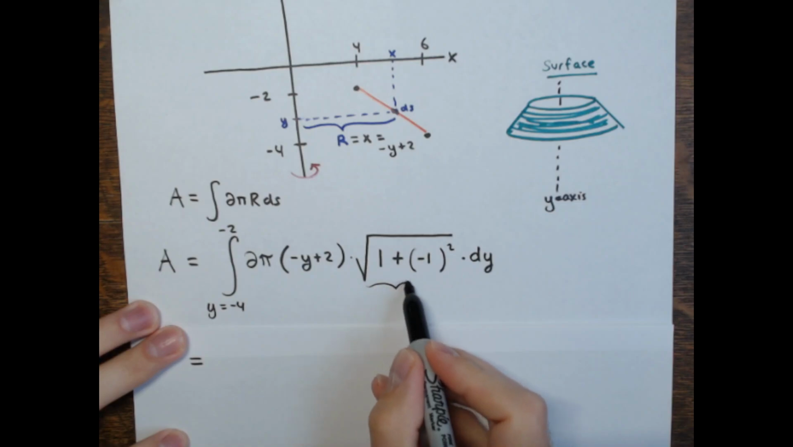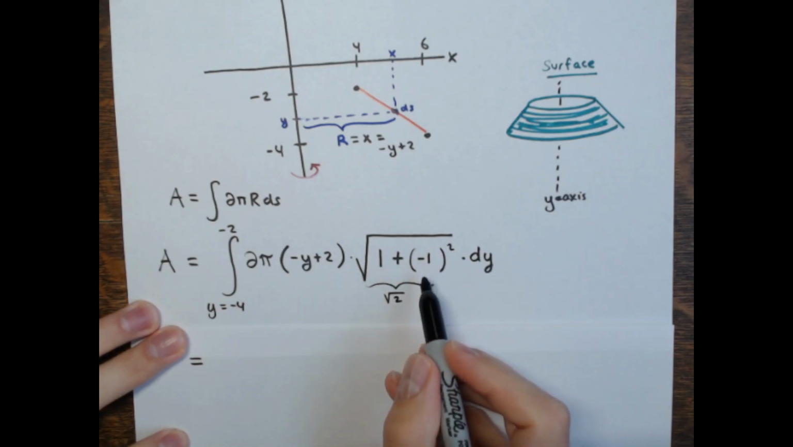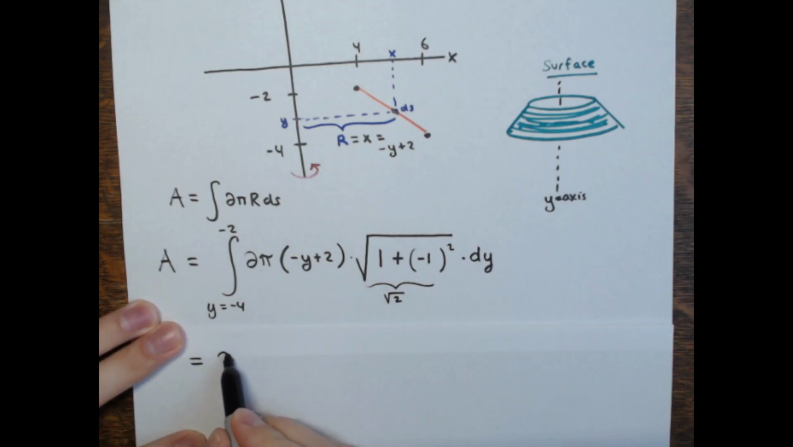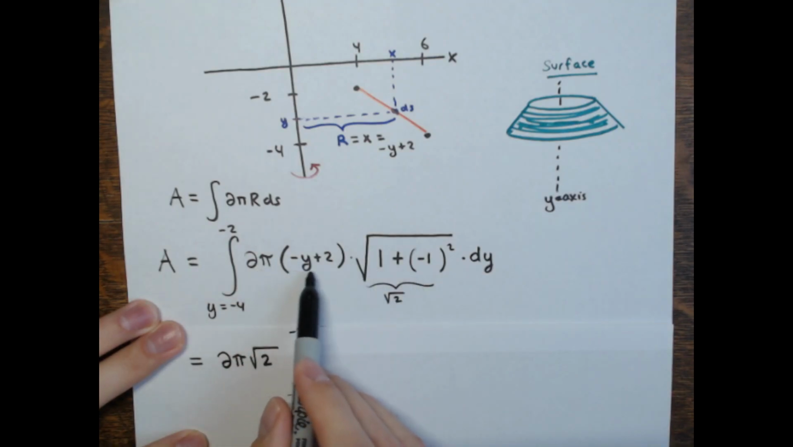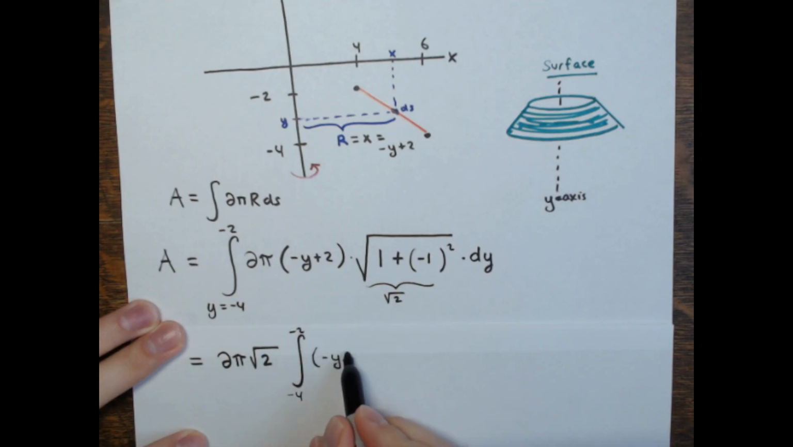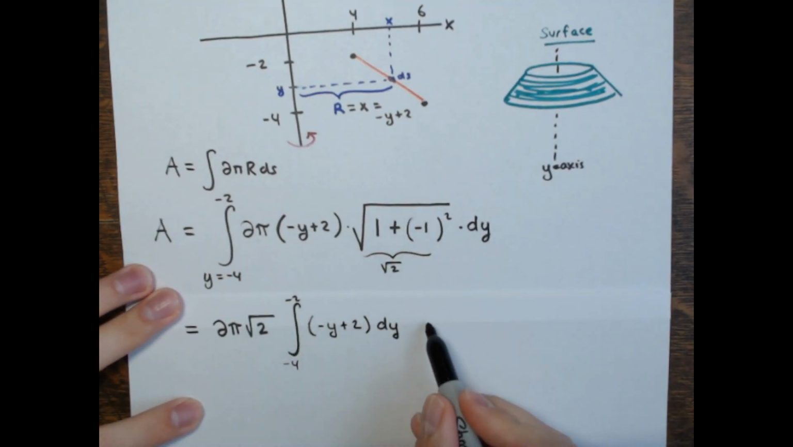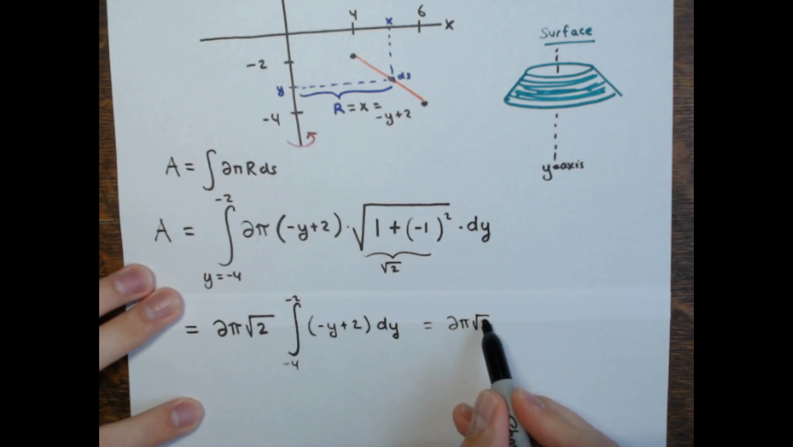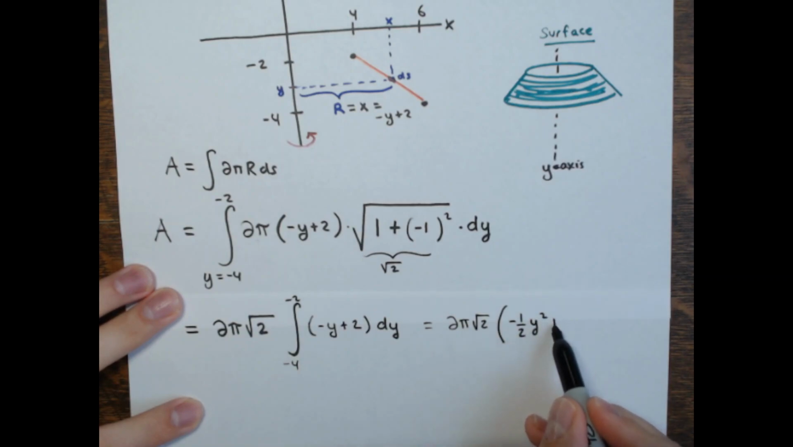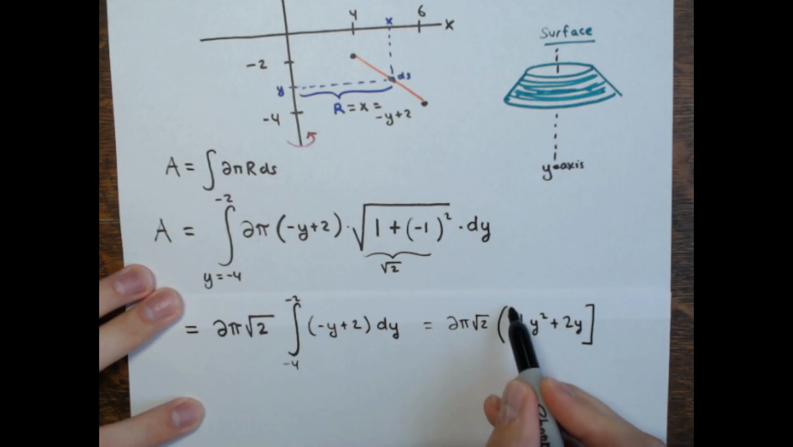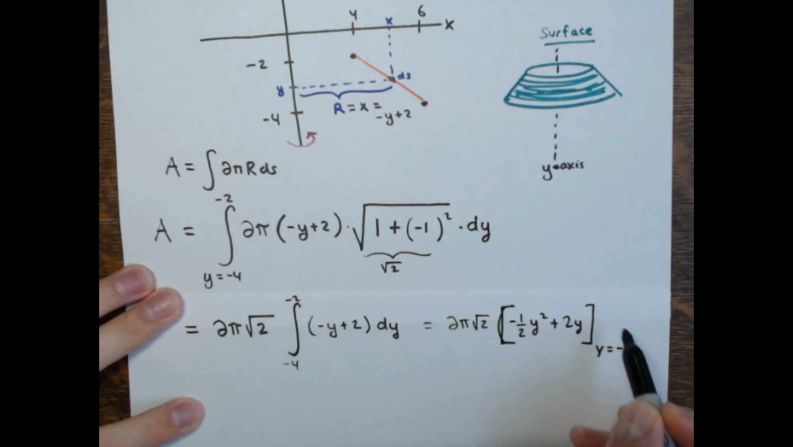So this is just the square root of 1 plus 1, which is 2. So I've got 2 pi times the square root of 2, that's all constant, and I'll pull it outside. And then we'll have the integral from y equals -4 to -2. And all that's left over is this linear function in here, -y plus 2, that radius. And this should be relatively easy. This would be 2 times pi times the square root of 2 times, and then this is your -1/2 y squared plus 2y, in brackets. And then we're going from y equals -4 up to y equals -2.